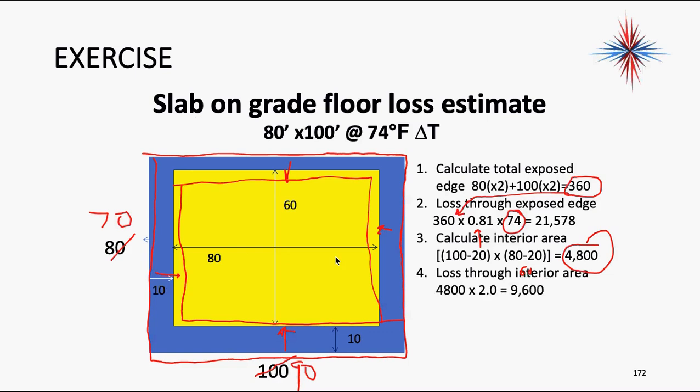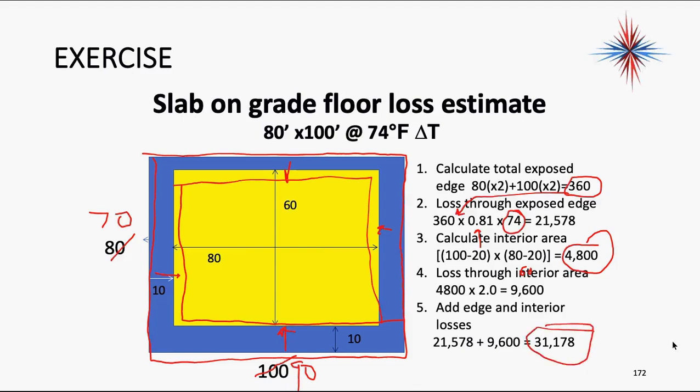Okay. Loss through the interior area is my 4,800 times 2, which is 9,600 BTUs per hour. That's my heat loss for the interior area. So my edge always has a larger heat loss than my interior area, unless I have insulation around the edge, again because of infiltration, airflow. Add the two numbers together. So my heat loss for my basement alone is 31,178 BTUs per hour.